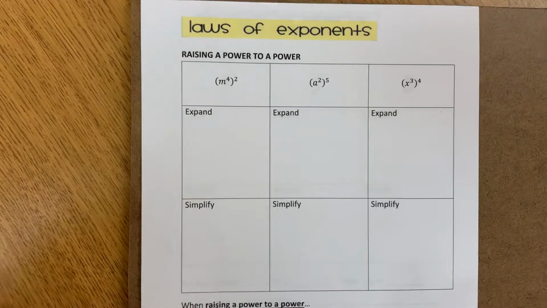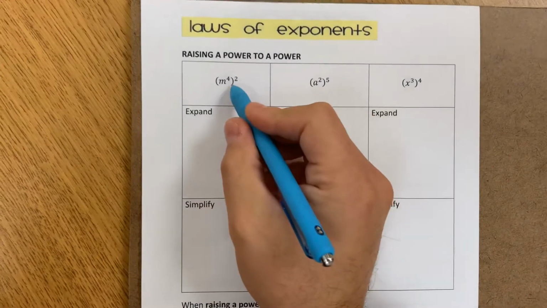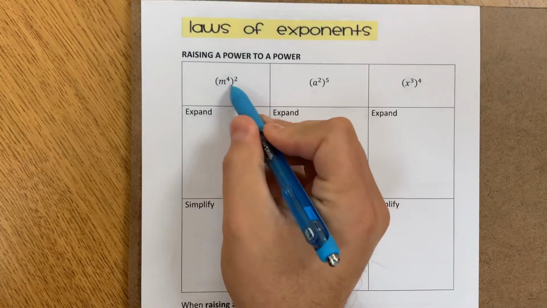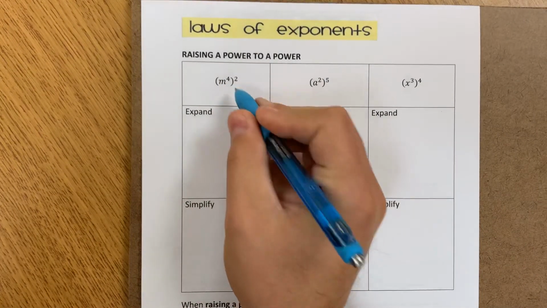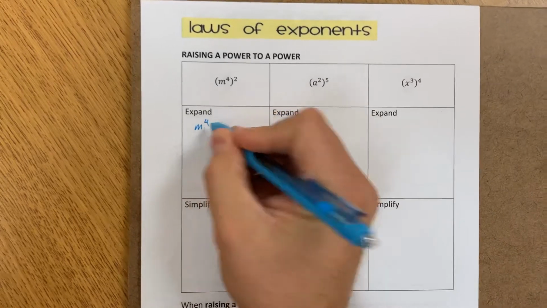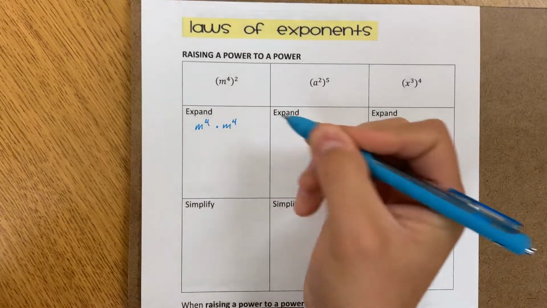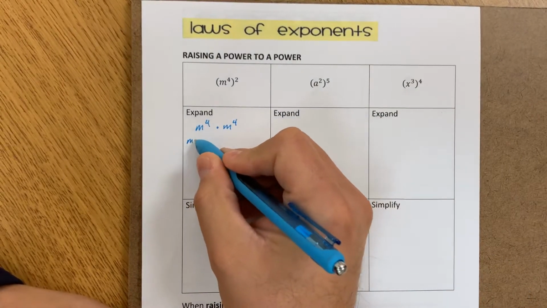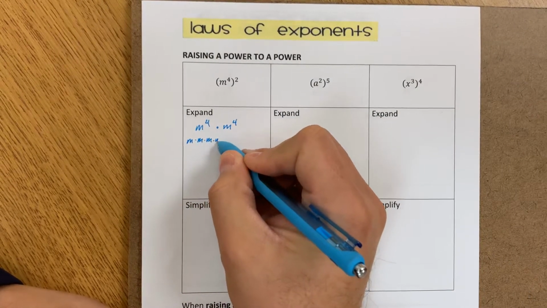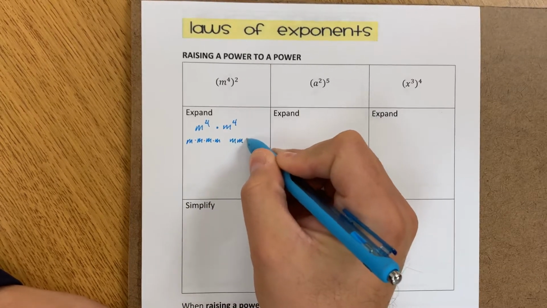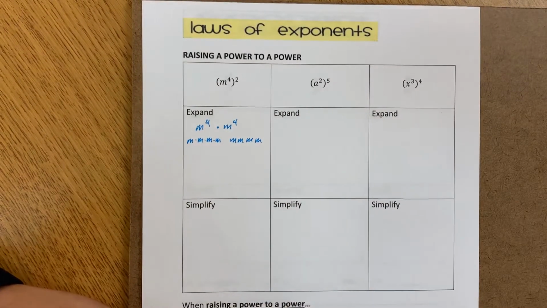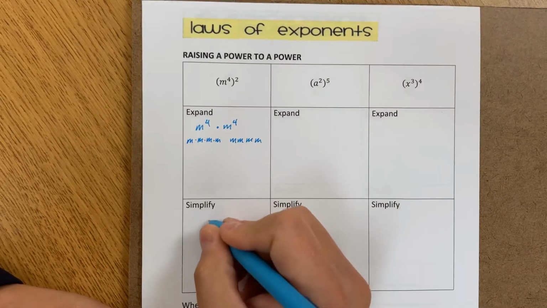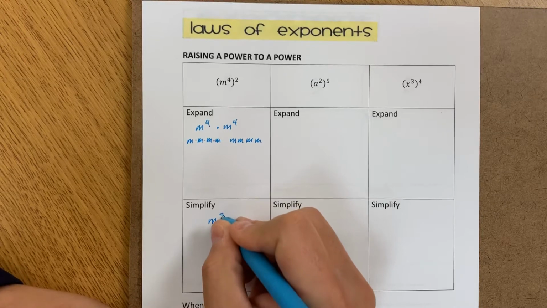Again, exponents tell you how many bases there should be, except we have parentheses now. This squared tells you that their base, which is m to the fourth, should be done twice. So m to the fourth times n to the fourth. And then again, exponents tell you that the bases multiply together that many times. So 4 right there, 1, 2, 3, 4, so we got 1, 2, 3, 4, 1, 2, 3, 4. That gives us m to the 8.